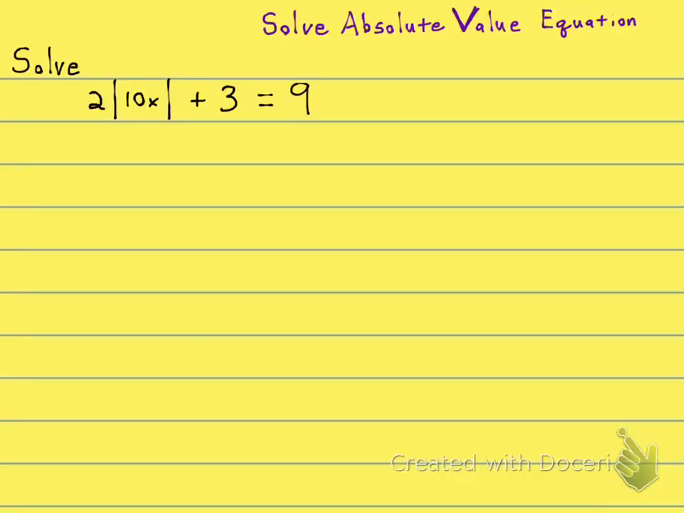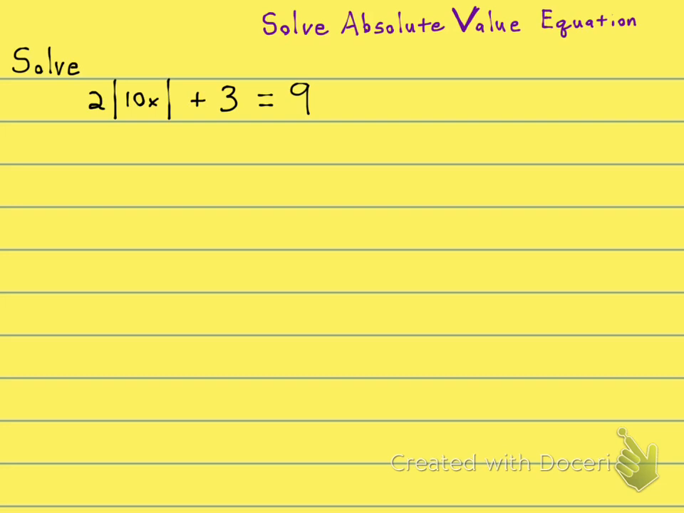We're asked to solve this absolute value equation, and I know it's an absolute value. I see my absolute value bars right there with the x inside, and there's an equal sign, so it is an equation. So we have 2 absolute value of 10x plus 3 equals 9.